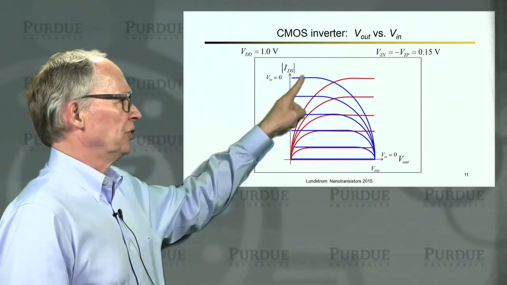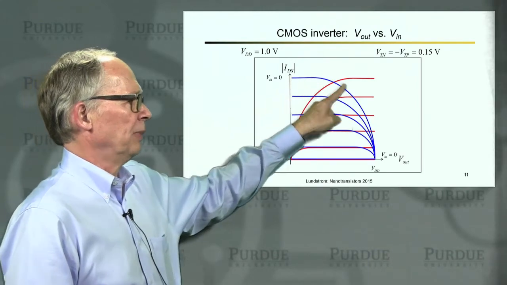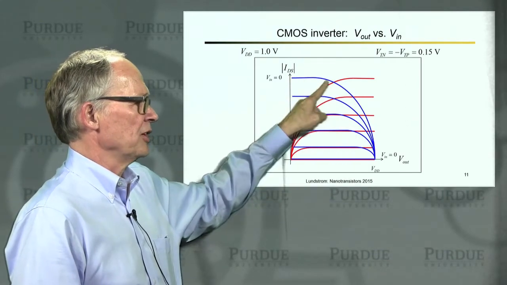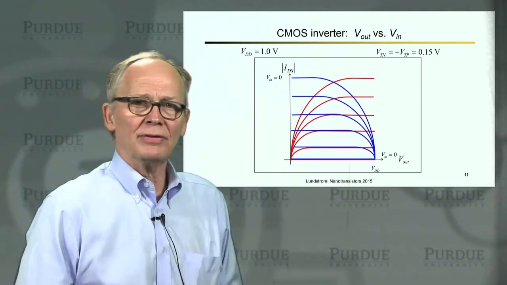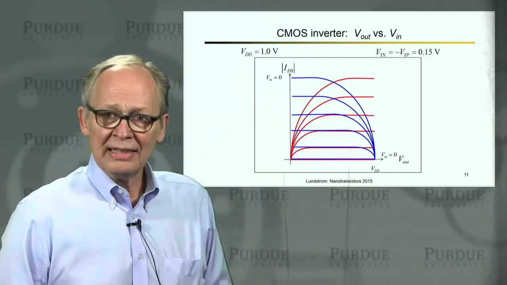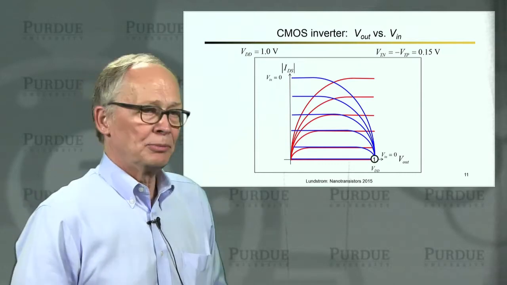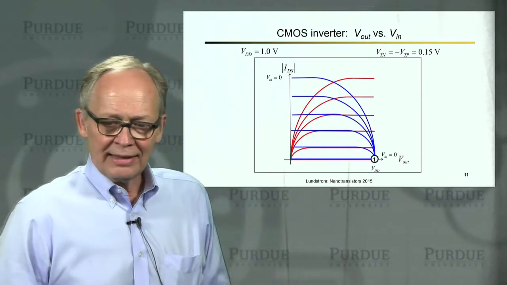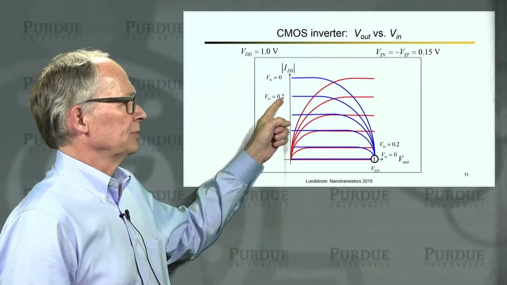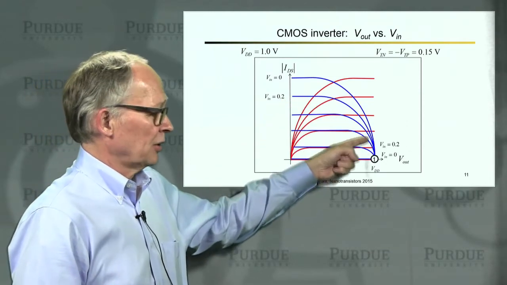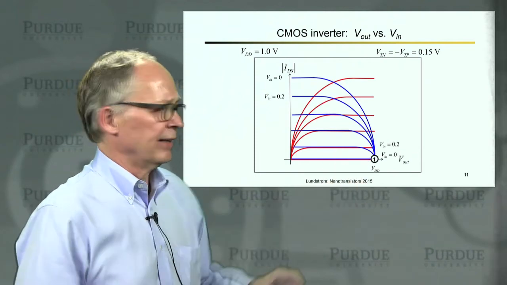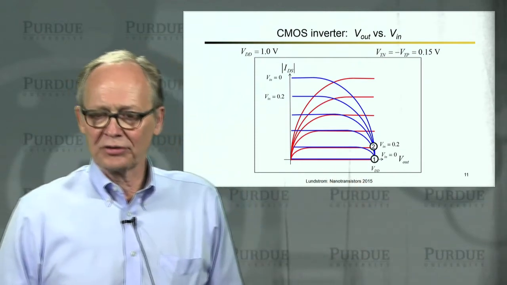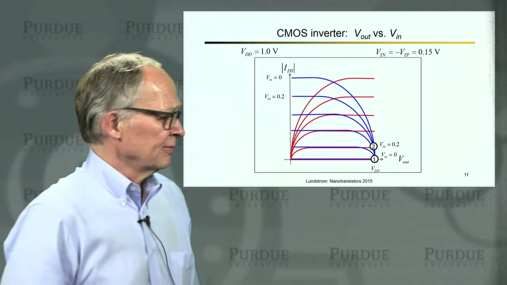So input voltage 0 means the PMOS transistor is biased up here in this high current regime. Input voltage 0 means the NMOS is off. It's below threshold. Those two curves intersect right there at 0.1. Okay, now let's look at 0.2 of a volt. At 0.2 of a volt, I still have a lot of current on the PMOS. At 0.2 of a volt, I'm beginning to get some current on the NMOS. Those two curves intersect right there at 0.2.